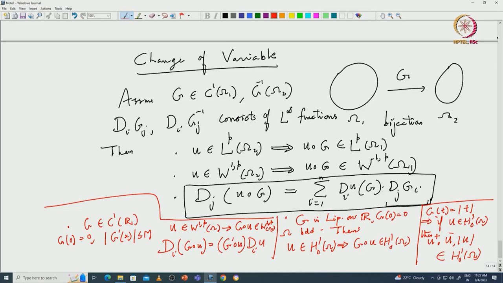So, we will stop here in this lecture, and we will continue in one more lecture on trace theory. We will discuss a little bit about trace theory in the next class.